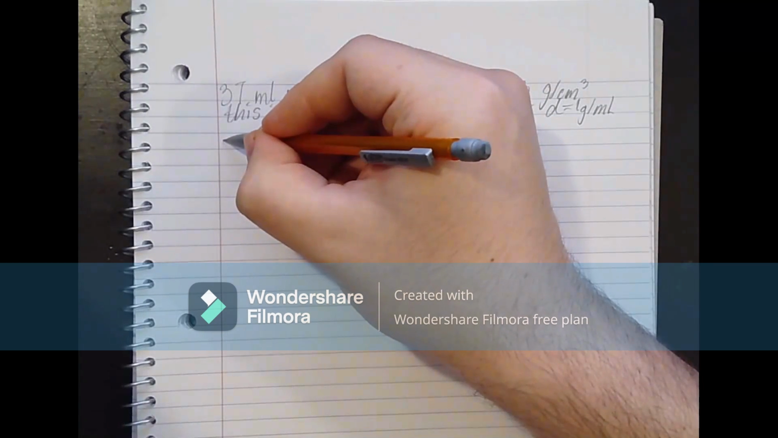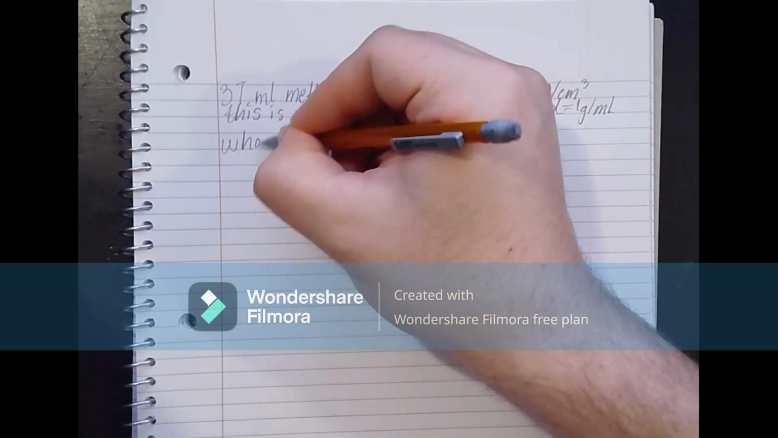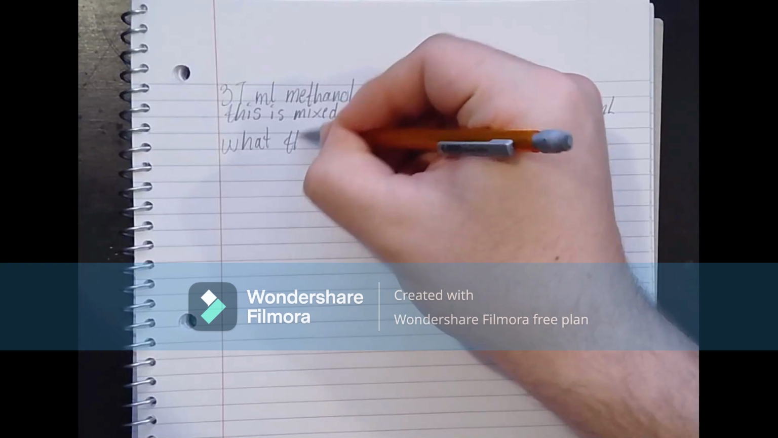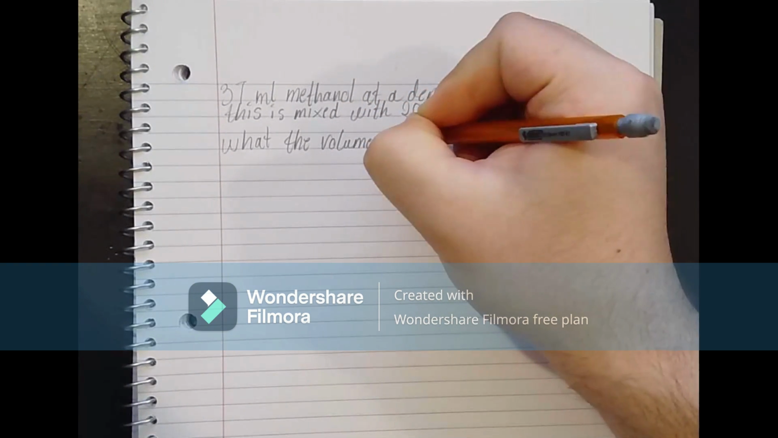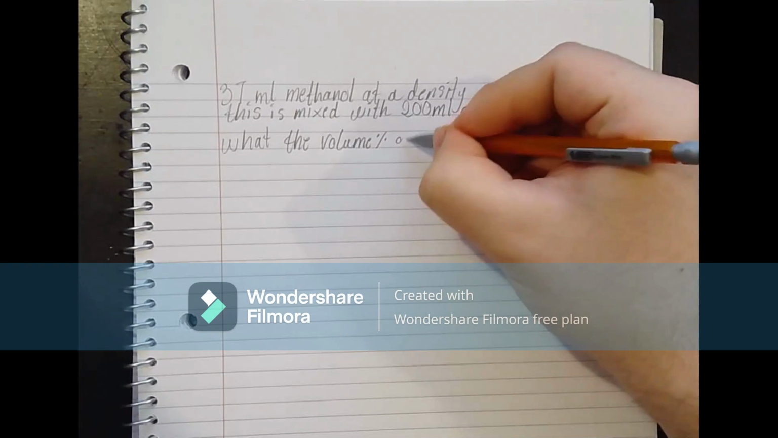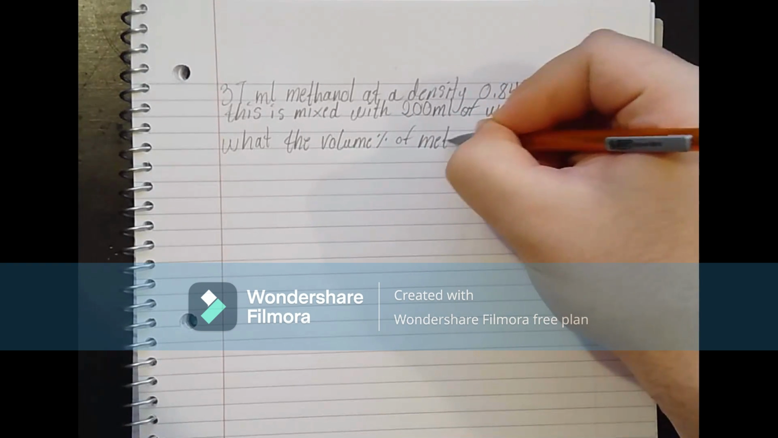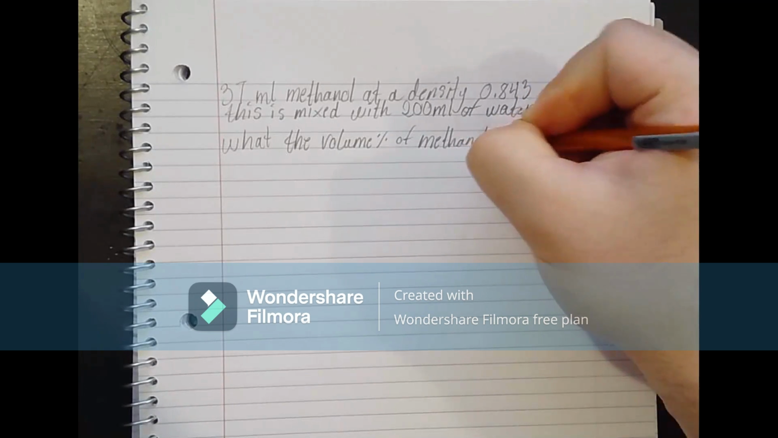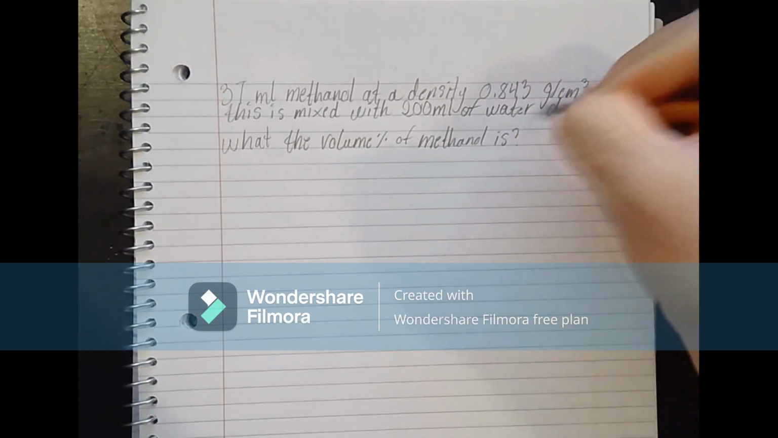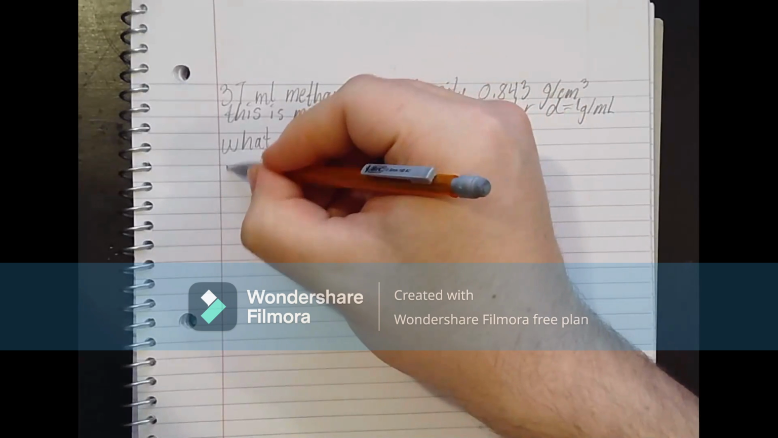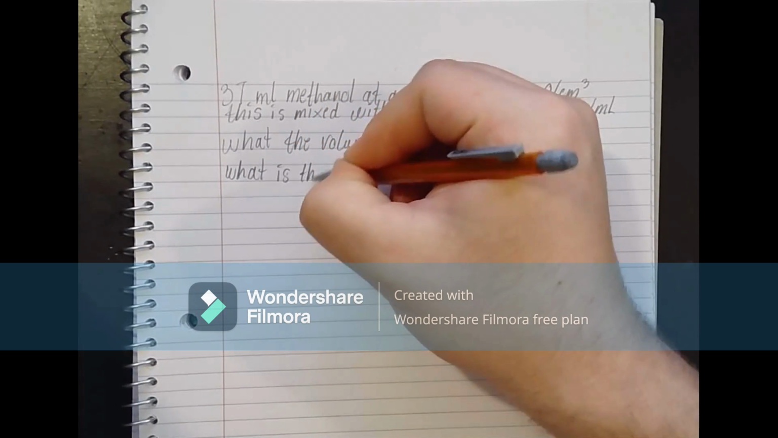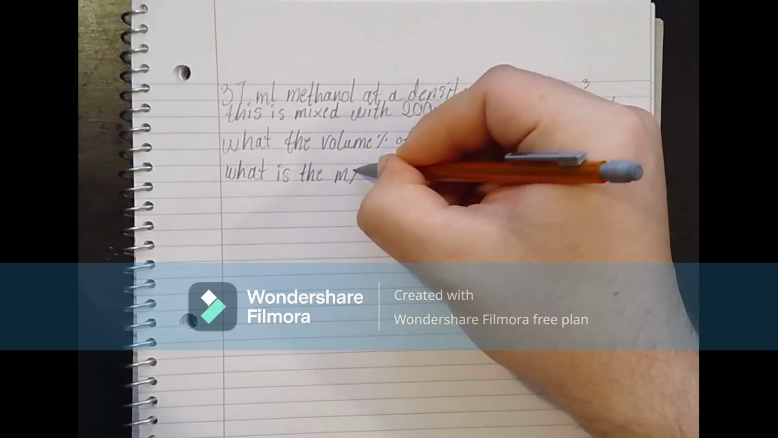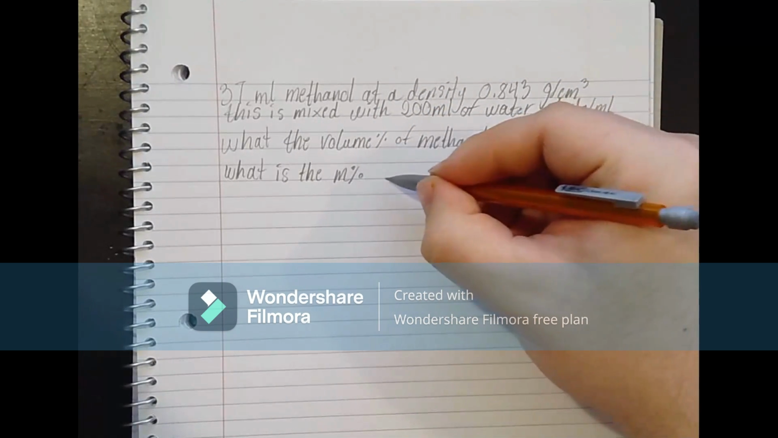First off, we're going to try and find what the volume percent of methanol is. And then afterwards, what is the mass percent of water?